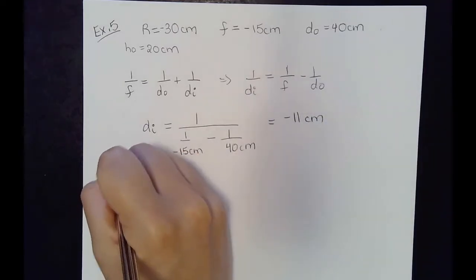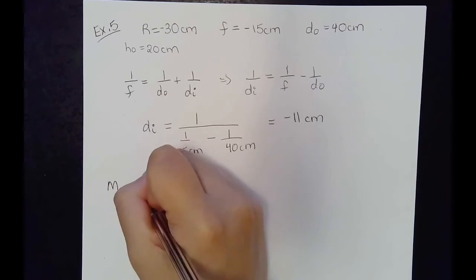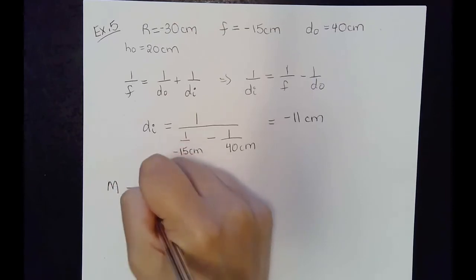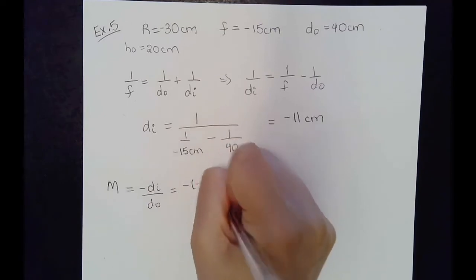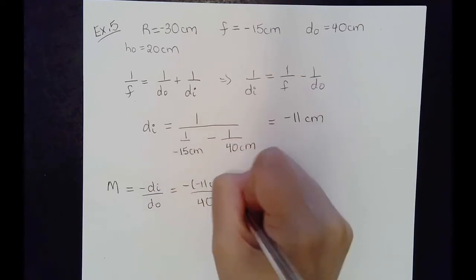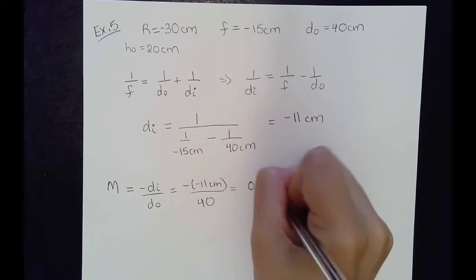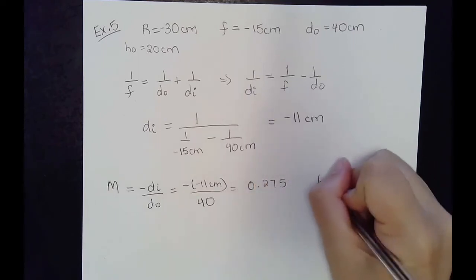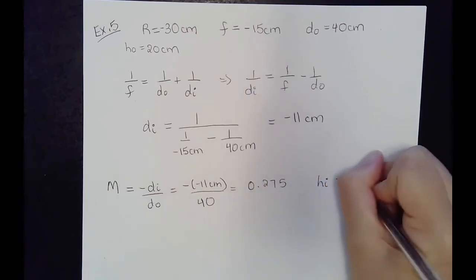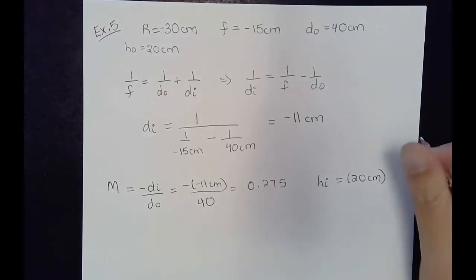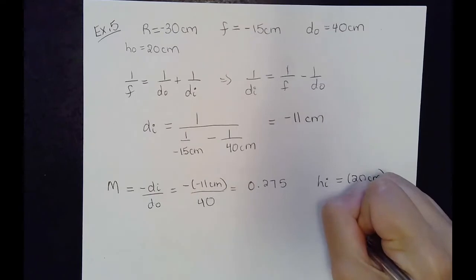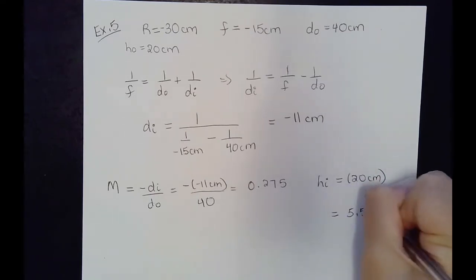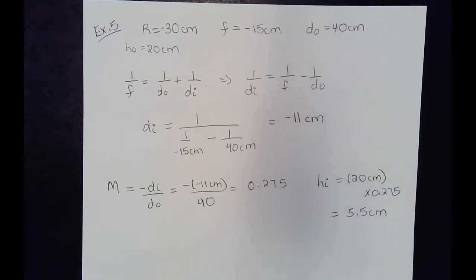And it didn't ask for the height, but let's find that as well. So magnification, negative DI over DO, is negative 11 over 40. So positive 0.275, which gives HI of 20 times 0.275, so 5.5 centimeters. And now we can verify with the diagram.